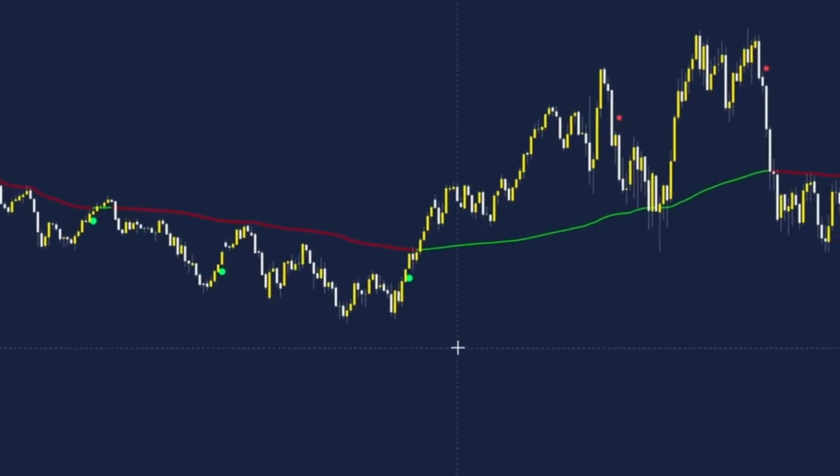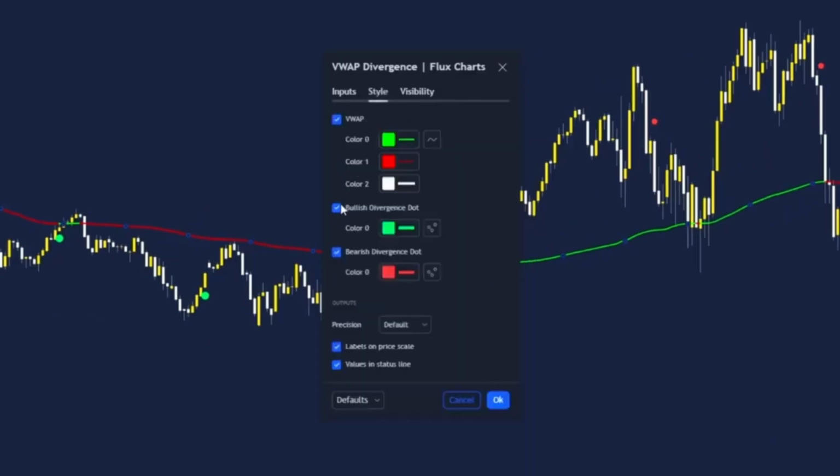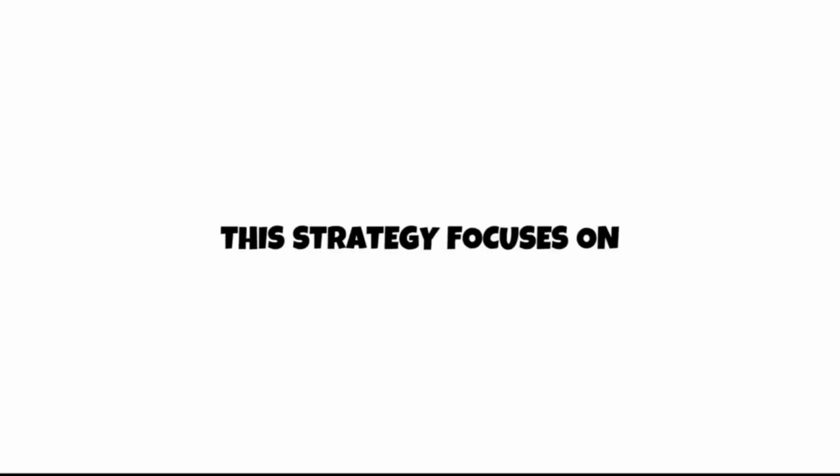Once added to the chart, double click to enter its settings, open the style tab, and let's remove both divergence dots from the indicator. This is an awesome feature, but this strategy focuses on a different method for entry.